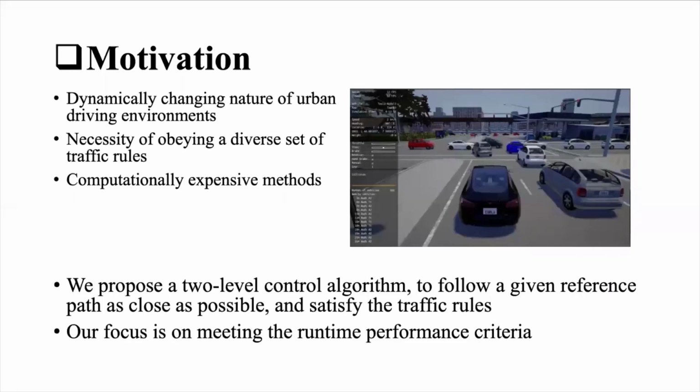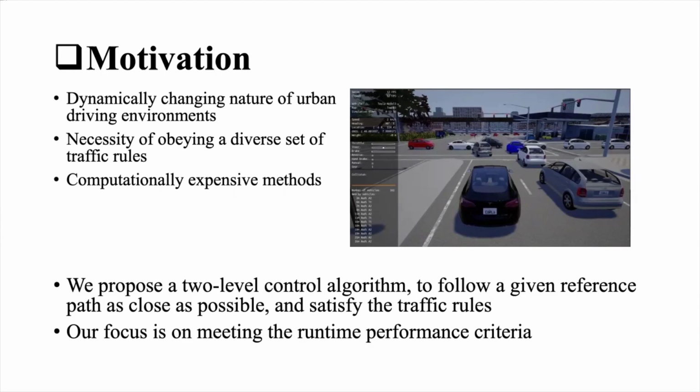So recent advances in computational software and electronic devices have led to the development of several automated safety features for modern vehicles, like adaptive cruise control and lane keeping systems. However, the dynamically changing nature of urban driving environments, together with the necessity of obeying a diverse set of traffic rules, limit the performance of these safety systems to relatively low complexity driving scenarios.